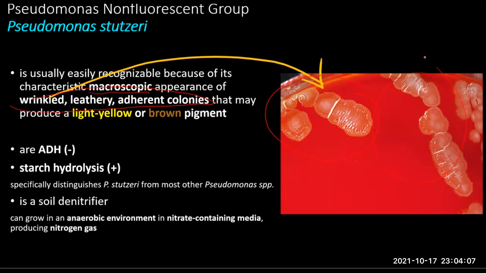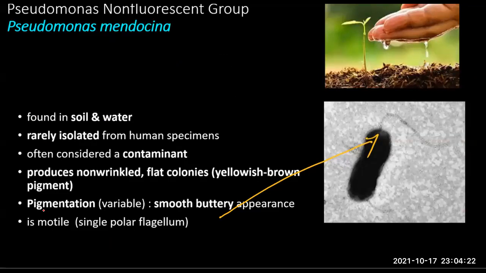And P. stutzeri is a soil denitrifier, meaning it can grow in an anaerobic environment in nitrate-containing media, producing nitrogen gas. So it can produce nitrogen gas. We also have Pseudomonas mendocina.